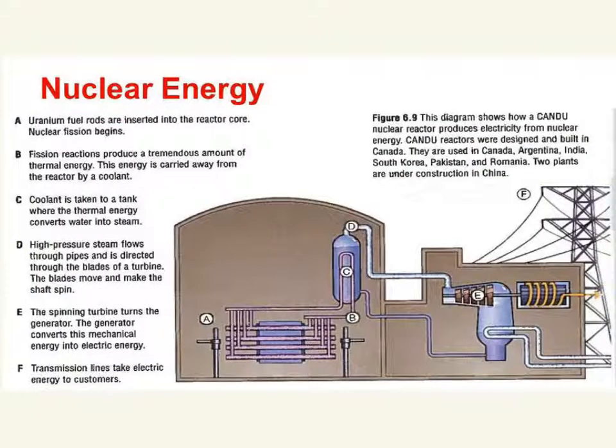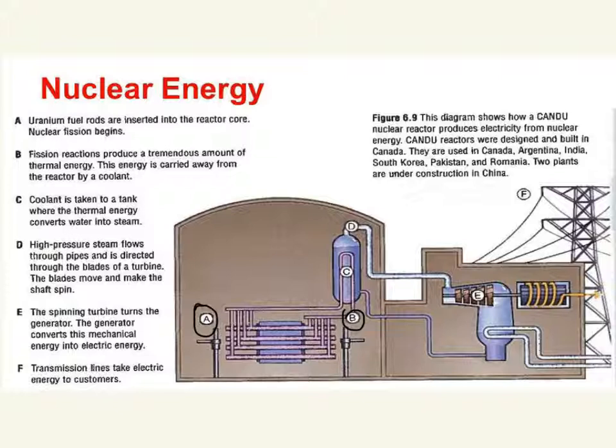Now, another form of energy that we can talk about is nuclear energy. And again, going through the same process, starting with A here: uranium fuel rods are inserted into the reactor core and nuclear fission begins. Now we go to B. Fission reactions produce a tremendous amount of thermal energy, so giving off heat. This energy is carried away from the reactor by a coolant.